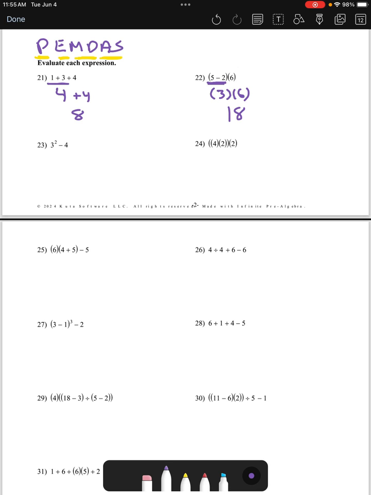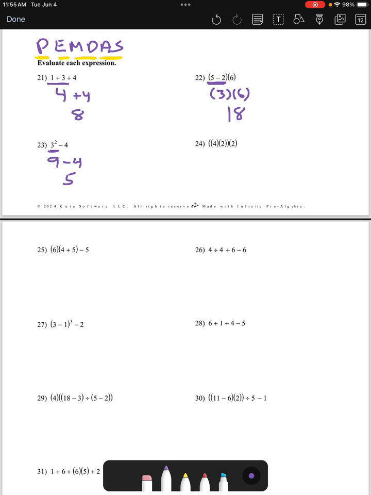In number 23, we have 3 to the second power minus 4, so we have an exponent here. 3 squared. We have to work that out first. 3 squared means I have 2 3's to multiply. 3 times 3 is 9. So we have the statement 9 minus 4, and that's 5.